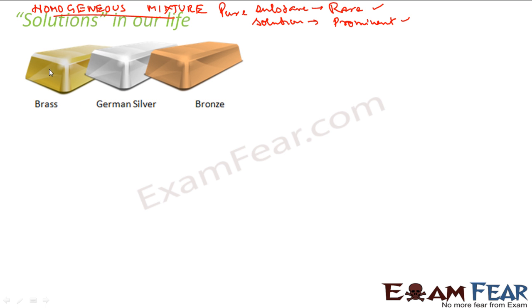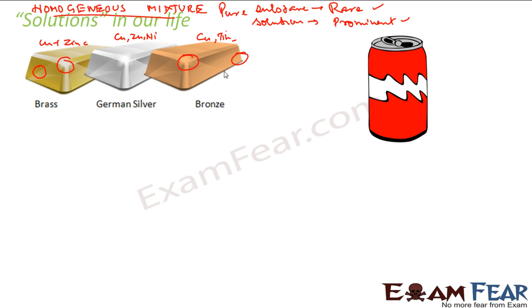If you see the brass, it has copper and zinc. German silver has copper, zinc and nickel. Bronze has copper and tin. These are solutions actually. Brass is a solution of copper and zinc. If you take a small amount of brass from here, a small amount of brass from here, the composition will be the same. If you take a small amount of bronze from here and from here, the composition will be the same. The next good example we have is Coca-Cola or any cold drink we drink, the packaged drinks. If you take a small amount of drink from here or from this side, it will have the same composition.